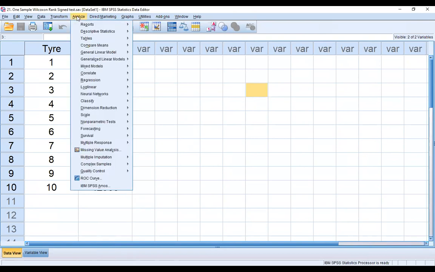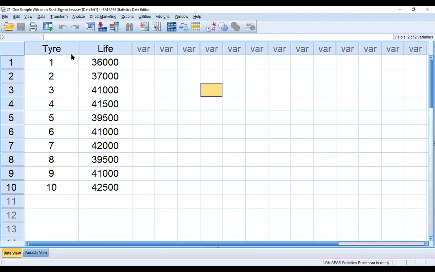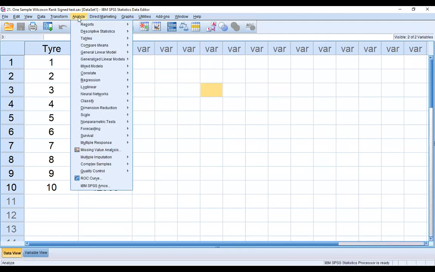Analyze, compare means, one sample t-test. Okay. Analyze, sorry, I said it wrong. I was talking about the assumptions of the parametric test first. Yes, we check the assumptions.